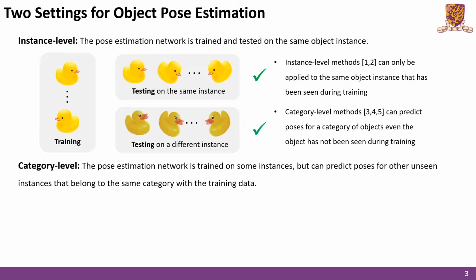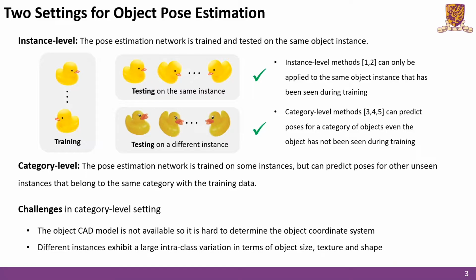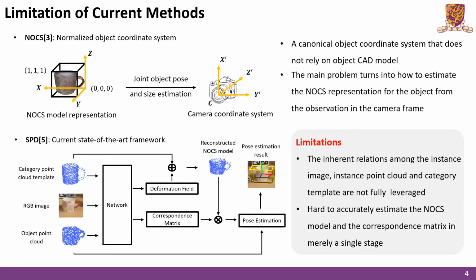Compared with the instance-level method, the category-level setting has some specific challenges. On the one hand, the object CAD model is not available in the category-level method, so it brings difficulty for determining the object coordinate system. On the other hand, the intra-class variation in shape, size, and texture makes it hard to match the object coordinate with the camera coordinate. To address these two challenges, existing methods use NOCS. It is a normalized object coordinate system to represent the object model or object point cloud.